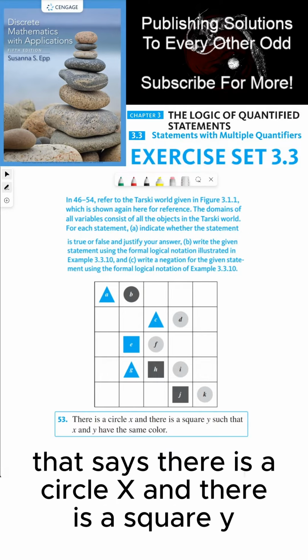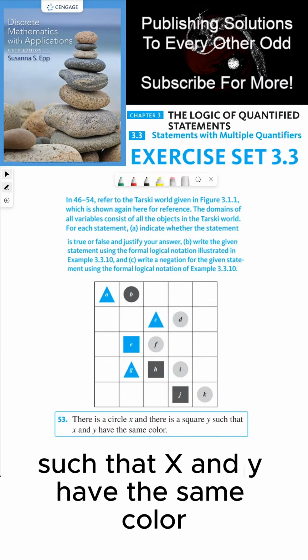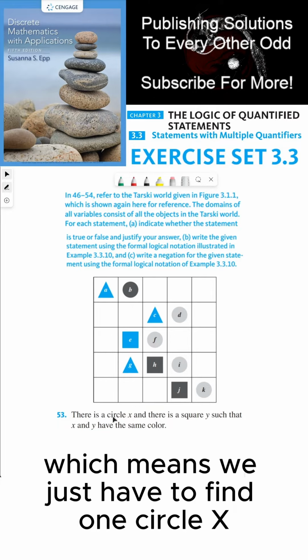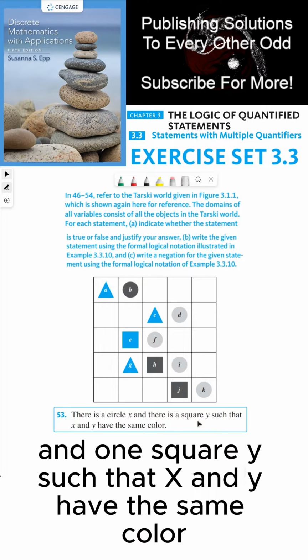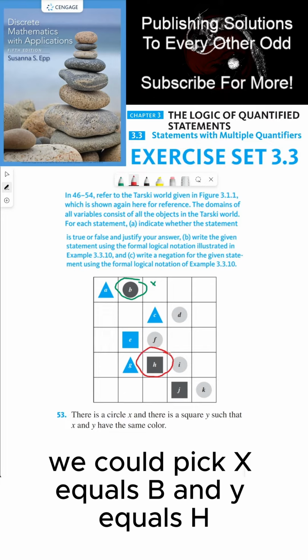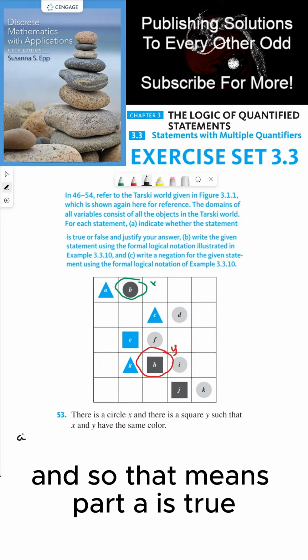This says there is a circle X and there is a square Y such that X and Y have the same color. So this is an instance in which both quantifiers are existential, which means we just have to find one circle X and one square Y such that X and Y have the same color. And that's pretty straightforward. We can pick X equals B and Y equals H. And so that means part A is true.